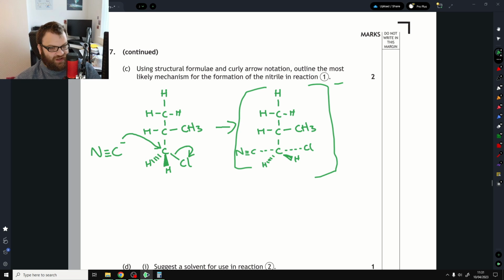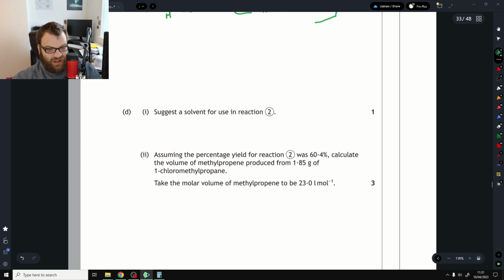So we need to make sure our curly arrows go from the negative charge of the nucleophile to the carbon that's attached to the chlorine. Then another arrow from the C to Cl bond out to the chlorine would work out with this one.